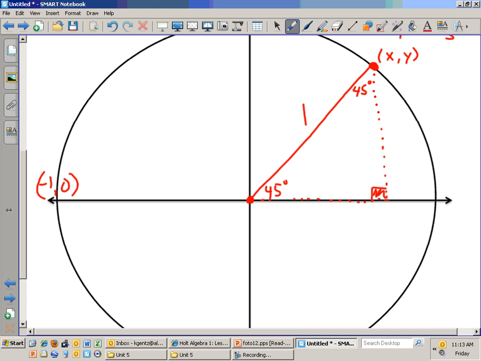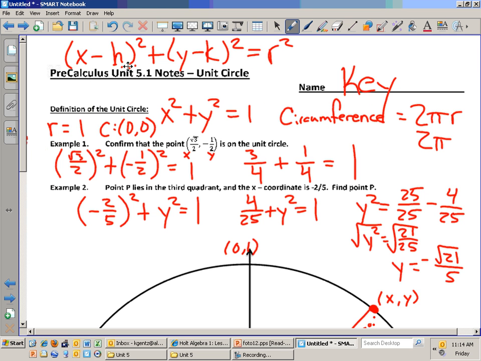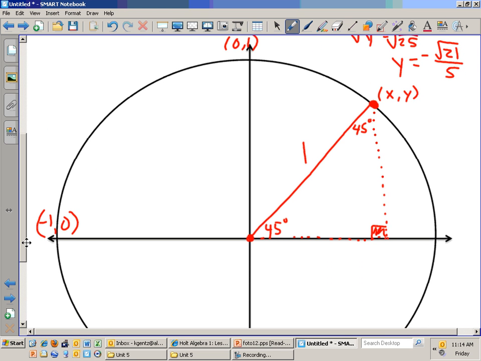And once again, what is the length of this hypotenuse? 1. Now, if you look back at the 45, 45, 90 relationship among triangles, think about it, you guys. If I want to get the hypotenuse, I take the side and multiply it by the square root of 2. So if I had the hypotenuse, what would I do to get the side? Divide by the square root of 2. So that's what I'm going to do to this triangle. I'm going to take 1 and divide it by the square root of 2 to get this side. 1 divided by the square root of 2.